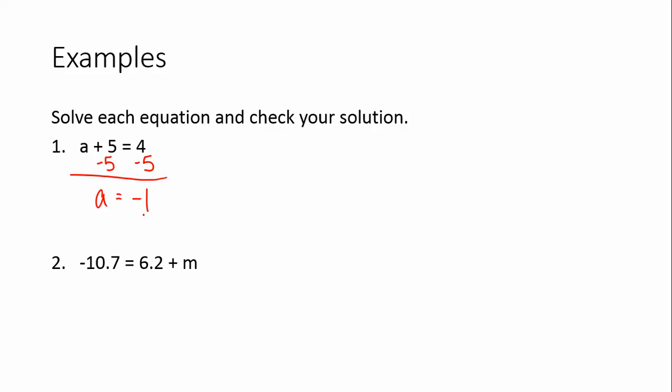When you check your solution, and I'll ask you to do this in the notes, you need to plug your answer back into the original problem. So if we plug -1 in for a, we have -1 plus 5 equals 4, and we're checking that the left side does in fact equal the right side. -1 plus 5 is 4. Remember your rules for adding numbers with opposite signs. You actually subtract them, and then your answer takes the larger number's sign. So this in fact is true, so we know that our answer is correct.